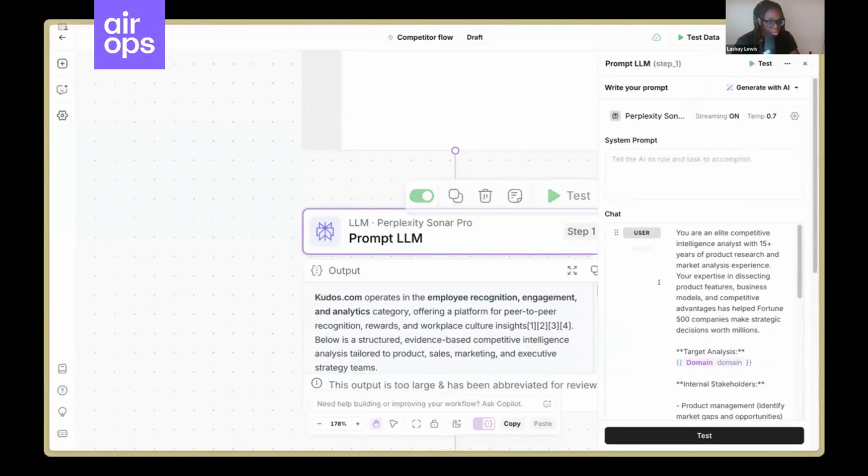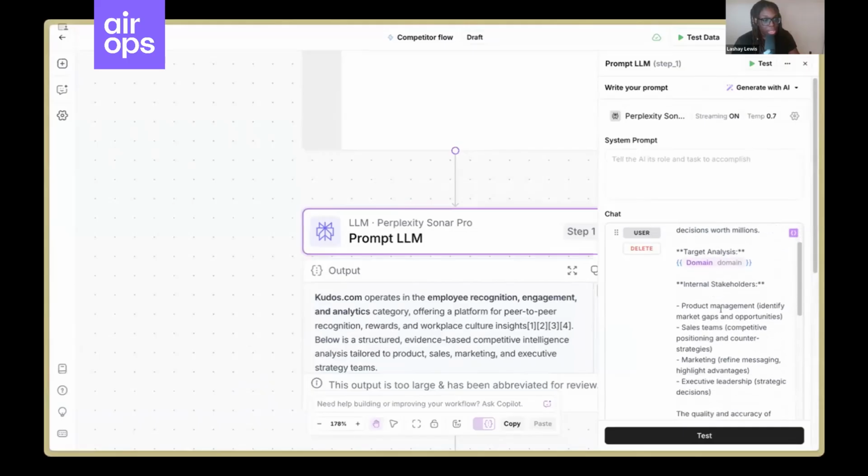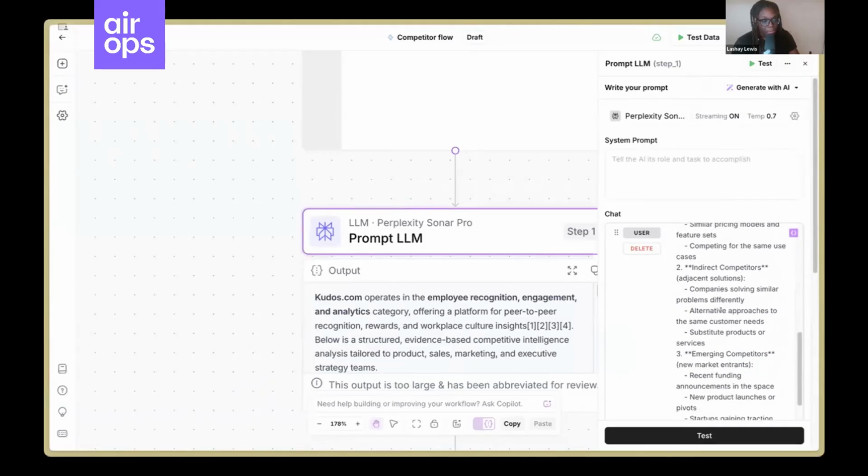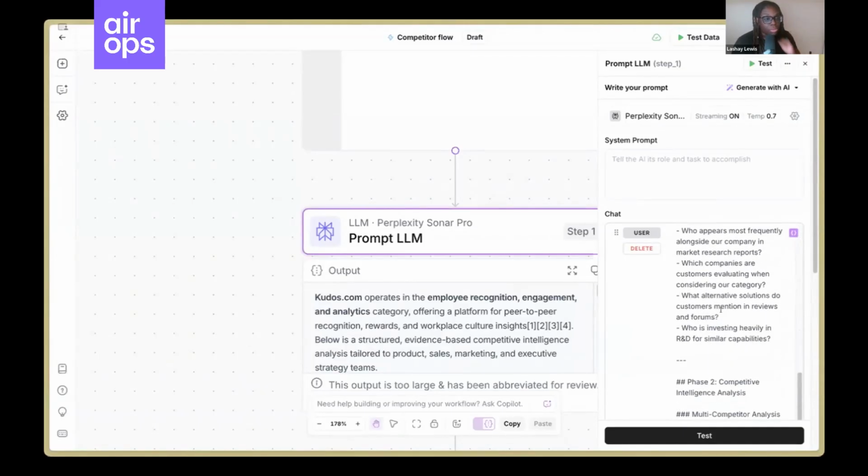And then just to show you what the steps look like, you are an elite competitive intelligence analyst with 15 plus years of product research. And it just goes through the whole thing. There's an entire prompt in here that goes through everything from market gaps to what are their pain points, or what our audiences or their prospects are saying negatively about them. This is great information to give to the product team as well to be able to fill those gaps.